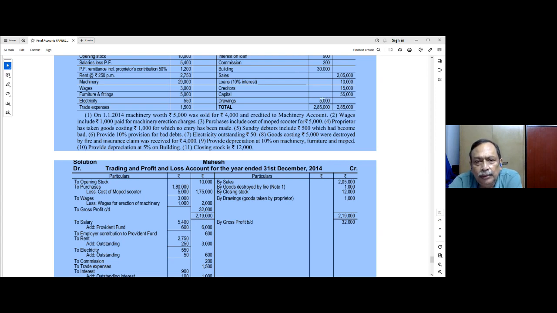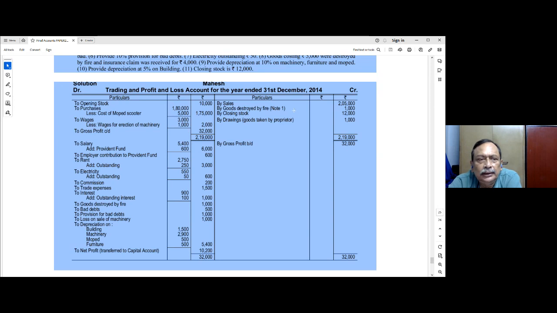So we are going to put into the trading and PL. Opening stock, to purchases. It includes cost of moped scooter, that is a capital item, deducted. To wages, erection of machinery to be added with the machinery, hence deducted. Then by sales. Then goods destroyed by fire. We have taken 5,000 minus 4,000, that is 1,000. Closing stock. Then by drawings, goods taken by the proprietor. We get the GP. Now we bring forward the GP.